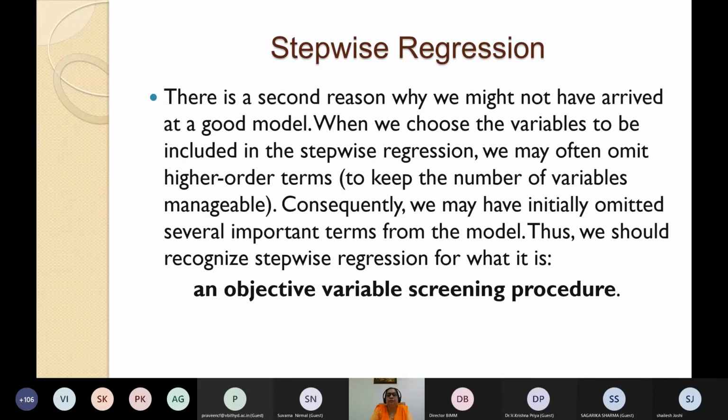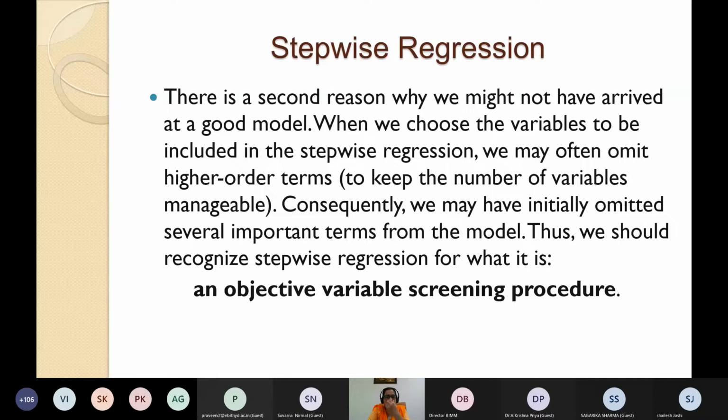So that is the reason we might not have arrived at a good model. When we choose the variables to be included in the stepwise regression, we may often admit higher order terms. Either we want to keep the variables manageable, or at the beginning itself we must have omitted some important terms from the model. So it is just a screening process.